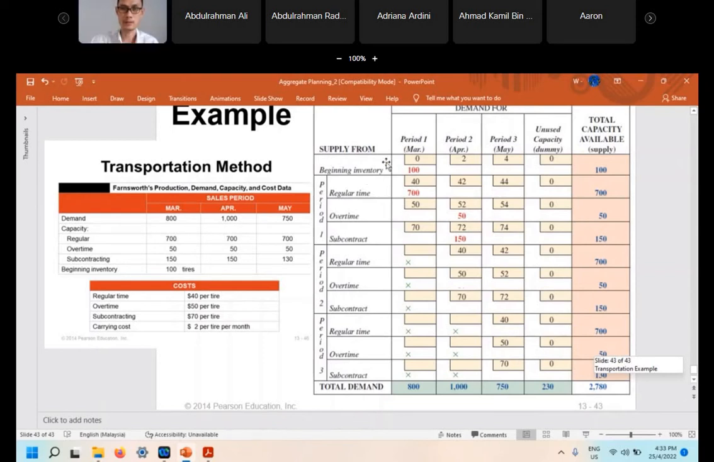Okay, I'll be using up my inventory that I've carried forward in February. In March, I'll be doing regular time to make 700 units. I need to do overtime to make 50 units in period 2, and also subcontracting 150 units for period 2. So this is like advanced planning for period 2. Right? Okay, so now let's move on to this part here.